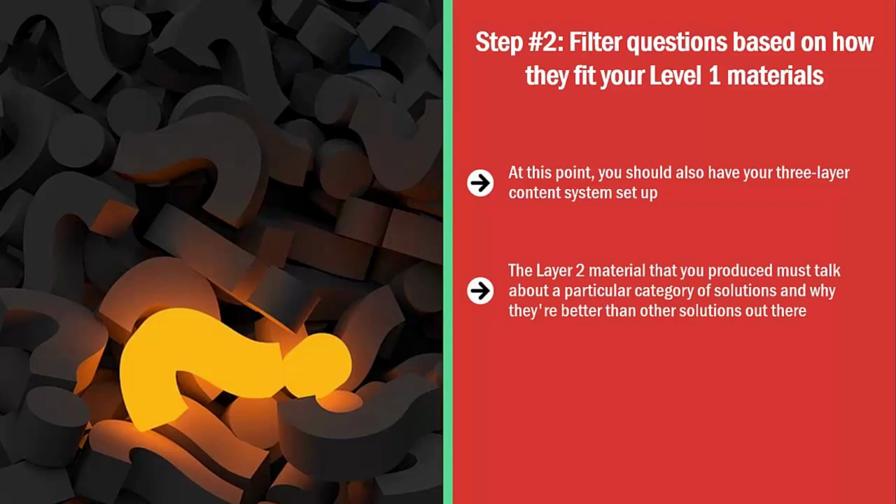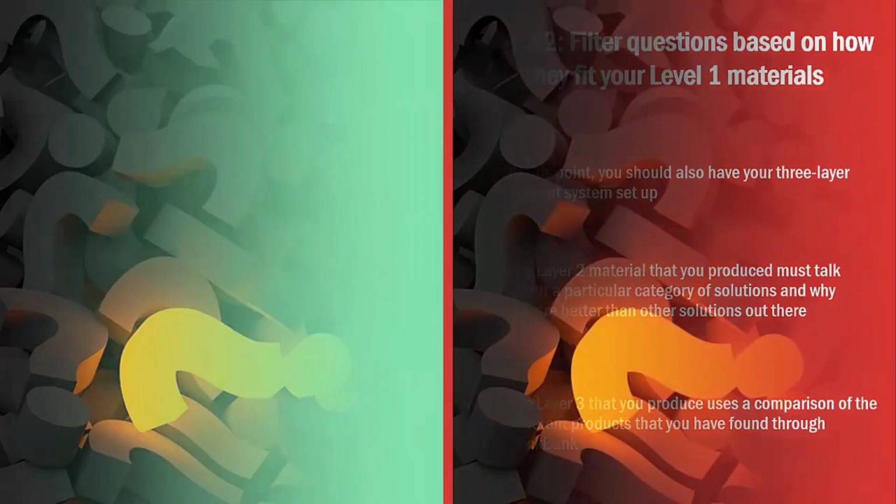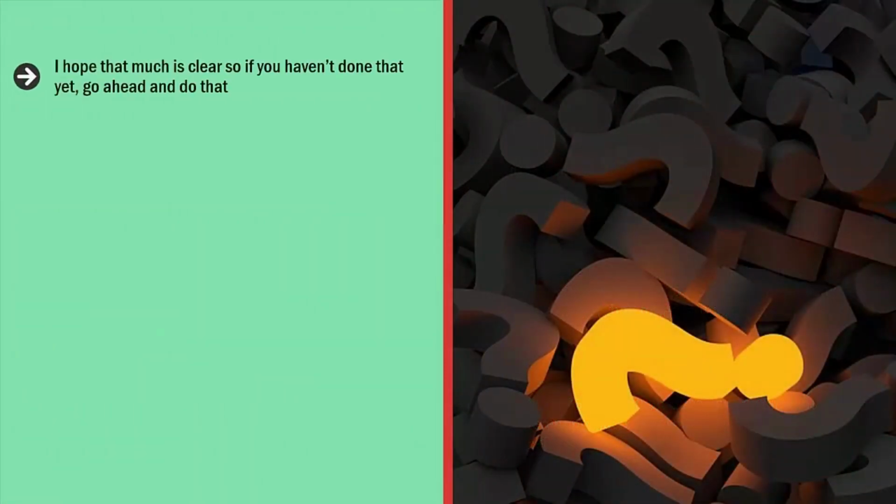The layer 2 material that you produce must talk about a particular category of solutions and why they're better than other solutions out there. The layer 3 that you produce uses a comparison of the different products that you have found through ClickBank. I hope that much is clear, so if you haven't done that yet, go ahead and do that. The key here is that your content must answer key questions that your audience members would have in mind when looking for solutions. Also, your content must answer those questions.